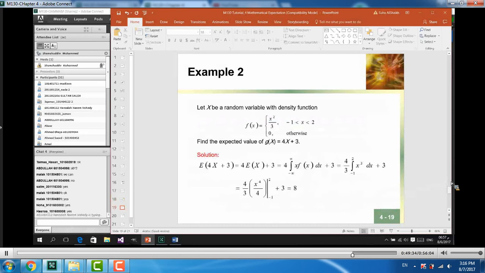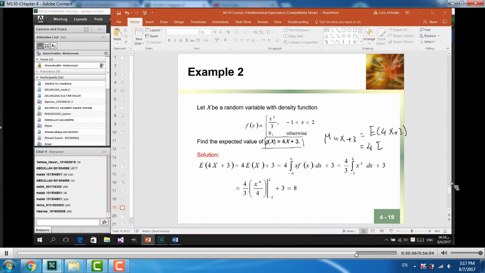The function is given by x squared over 3, from -1 to 2, and 0 otherwise. They want me to find the expectation of 4x plus 3, the expected value mu. Using that theorem, the expectation of 4x plus 3 is 4 times the expectation of x, plus 3. I need to find the expectation of x.